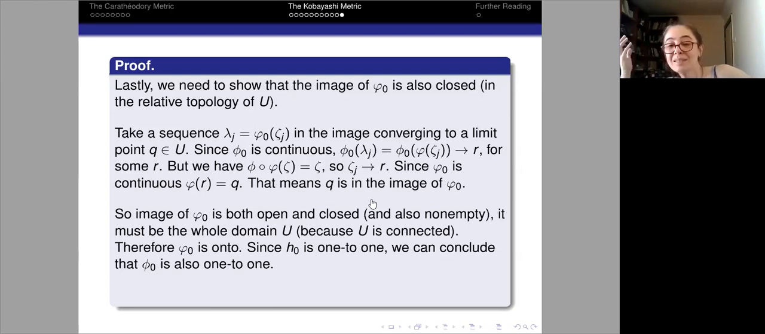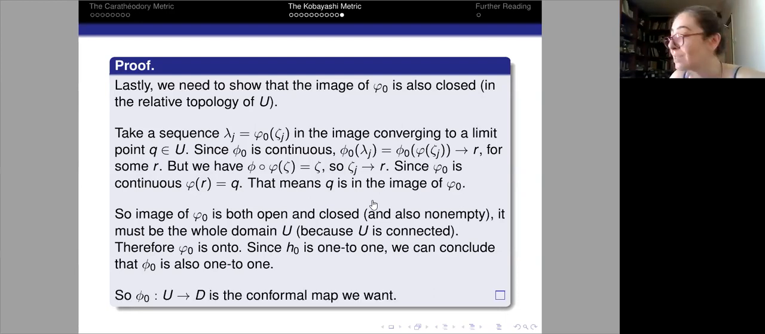So the image of phi 0 is both open and closed, so it is the whole domain. This says that phi 0 is onto. Now we have h 0 one-to-one, so we can conclude that phi 0 is also one-to-one. So this shows that phi 0 is one-to-one and onto, so it is the conformal map that we want.